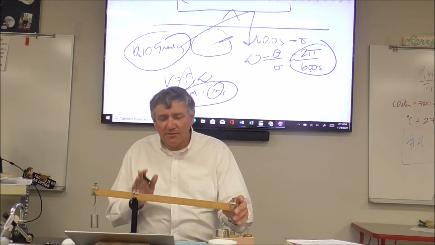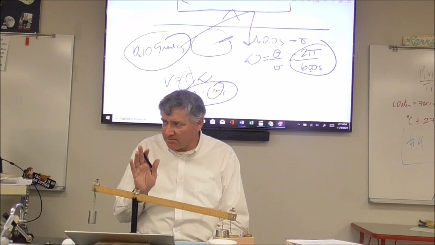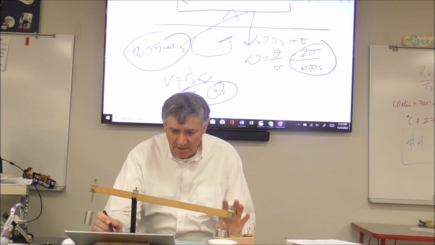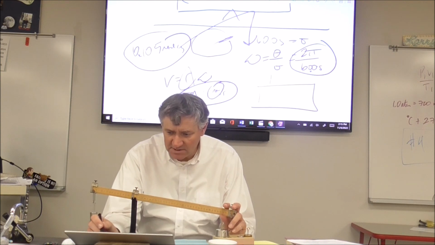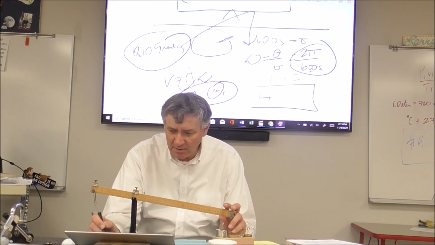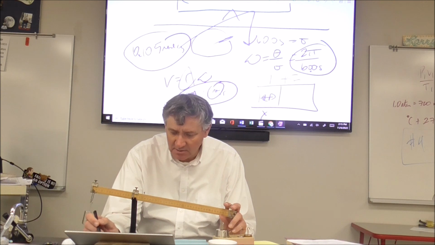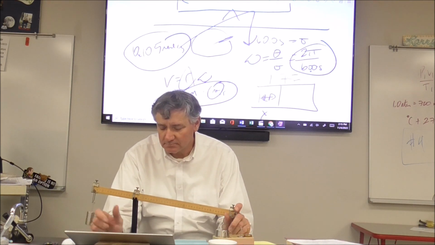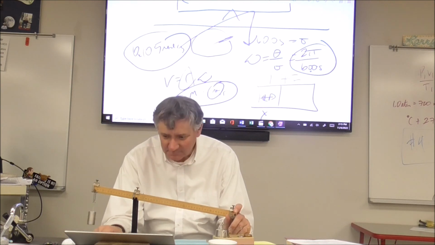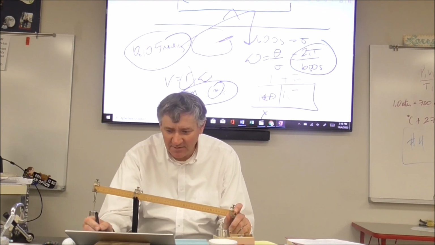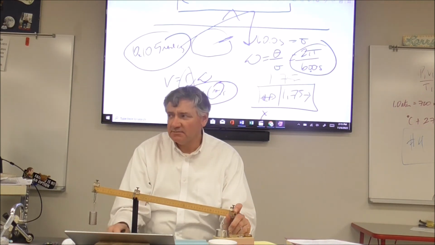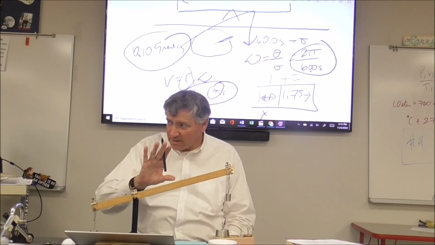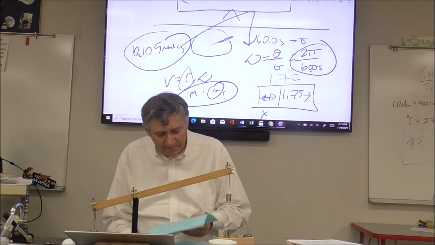Now, this is just going to be like the Lagrange problem. Your total length is 1.75 meters. If you let one distance be x, what's left over? 1.75 minus x. So you're going to set the two torques equal to each other. This is going to be an algebra problem more than anything.